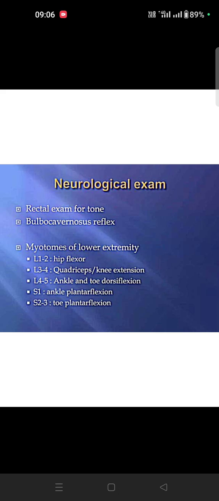So what is the next neurological exam? Okay, first a rectal exam for tone, then the bulbocavernosus reflex. So what is the bulbocavernosus reflex? It's a somatic reflex, I think everyone has studied the somatic nerve, okay? That somatic reflex gives information about the state of the sacral spinal cord segment. How will it be checked? By gently tapping the glans with cotton, then observing the contraction. That is how they will check.